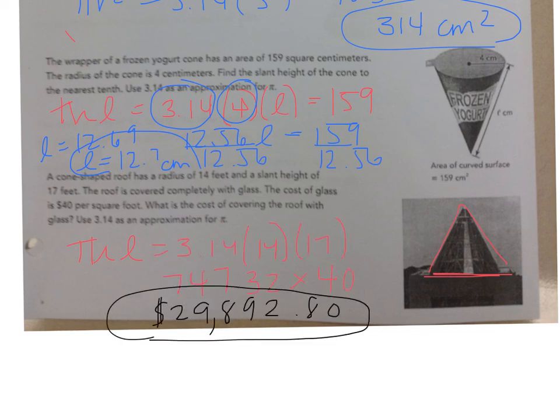Okay, so pi r l, 3.14 times 14 times 17 gives me 747.32. That's our surface area, and then we need to multiply that by $40 because it's $40 per square foot. And we get $29,892.80.